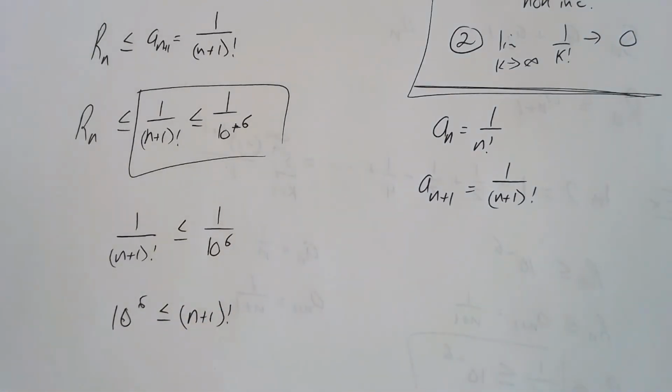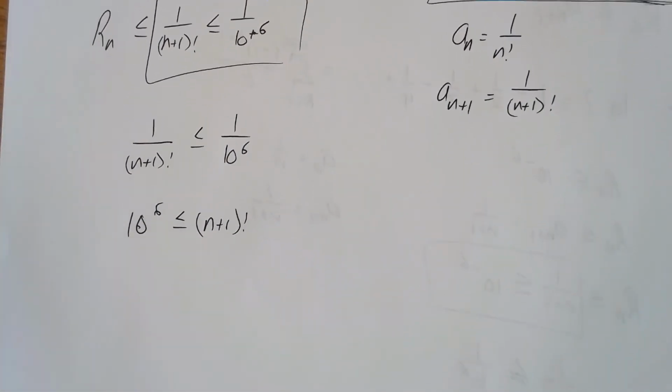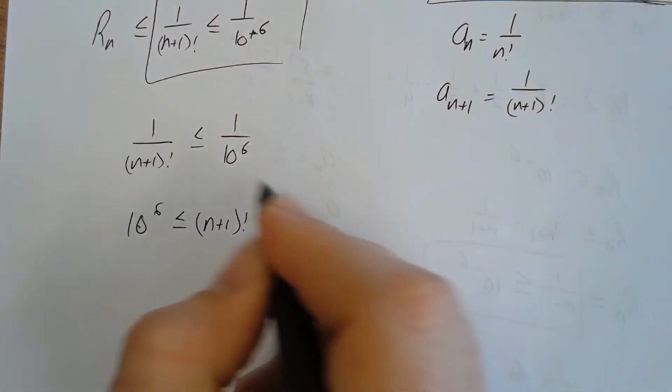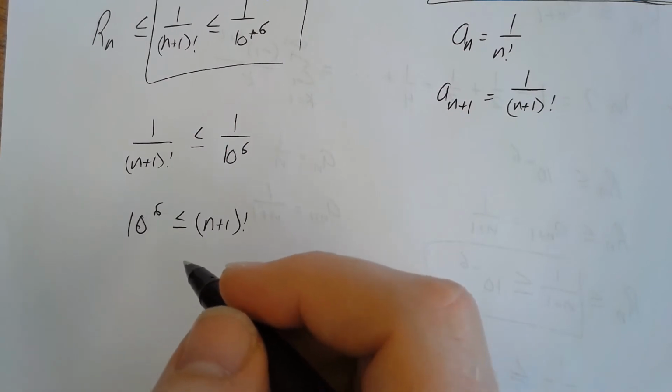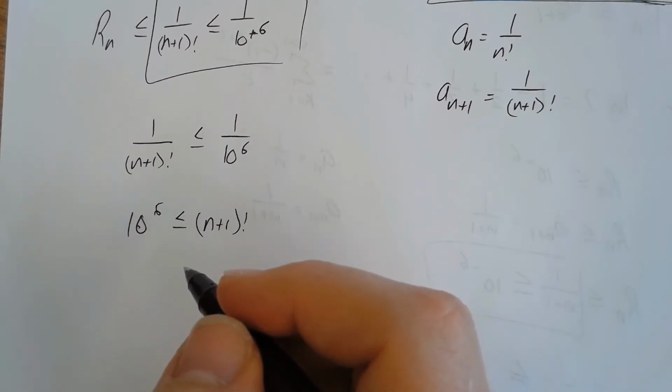Now, I can't solve a factorial. There's no mathematical process to getting the factorial away. I don't know what the inverse of a factorial is, like square rooting a square, or taking the natural log of an exponential, or taking the inverse sine of a sine function. There's no inverse function for factorial. So there's no nice way to solve this other than, and wait for it, guess and check.